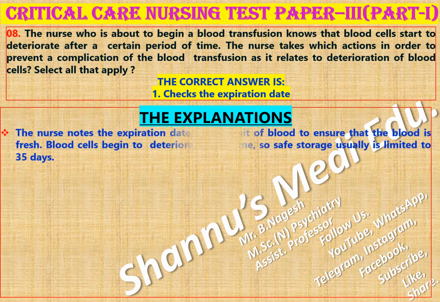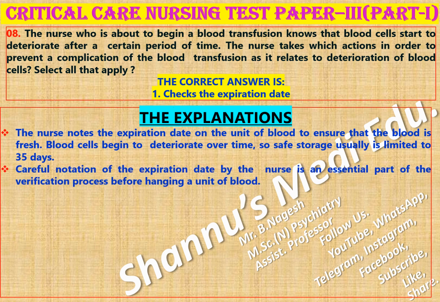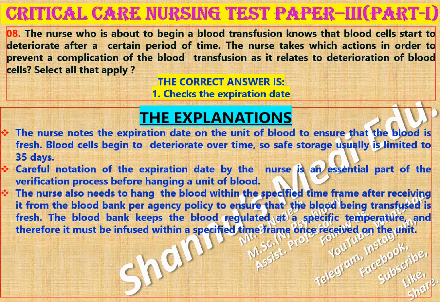The explanation: the nurse notes the expiration date on the unit of blood to see whether the blood is fresh or not. Blood cells begin to deteriorate over time, so safe storage usually is limited to 35 days. Careful notation of the expiration date by the nurse is an essential part of the verification process before hanging the unit of blood. The nurse also needs to hang the blood within the specified time frame after receiving it from the blood bank as per agency policy.